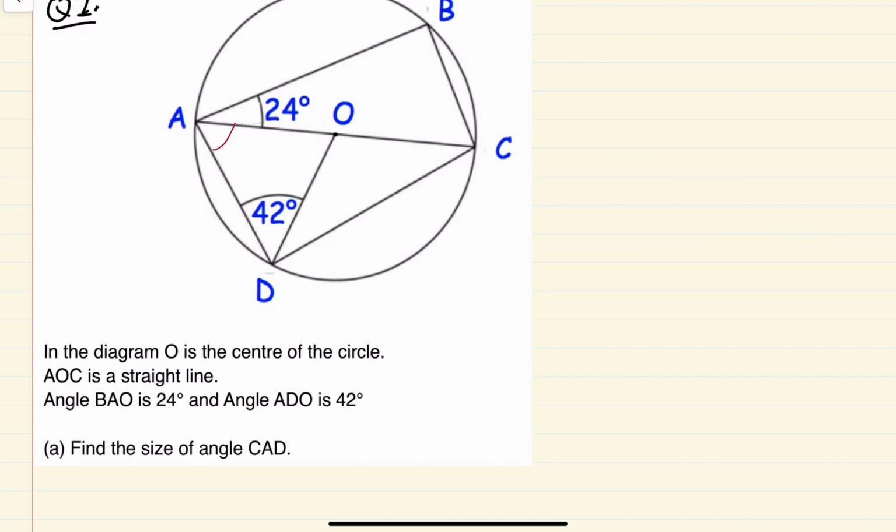So we can do this very easily then. If you mark on any lengths that are the same, OD is a radius, OA is also a radius, so then this angle is going to be the same as this angle in here. So I'm just going to mark it in. This is also going to be 42 degrees. So CAD is going to be 42 degrees. Because it creates an isosceles triangle, that angle is going to be the same as that angle.